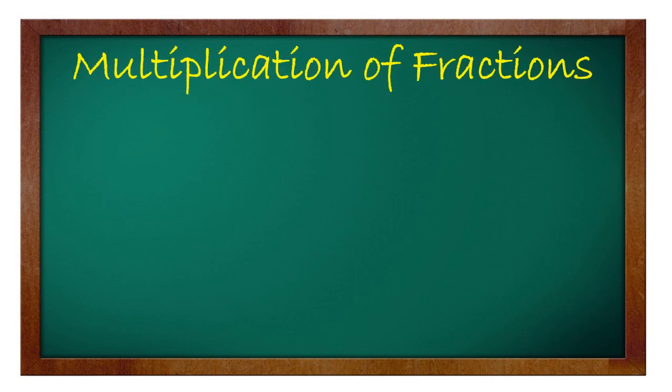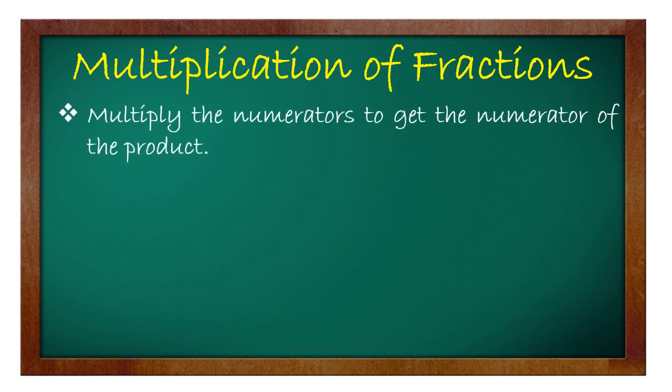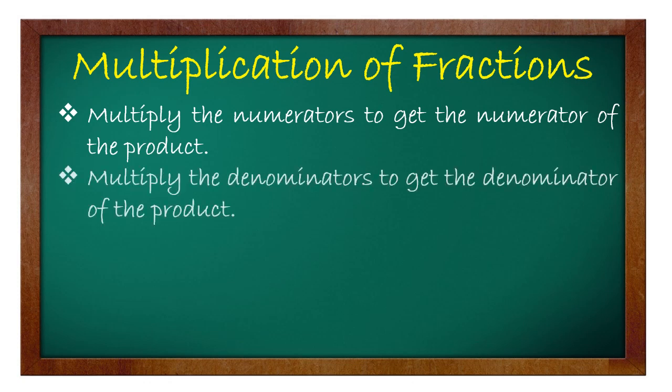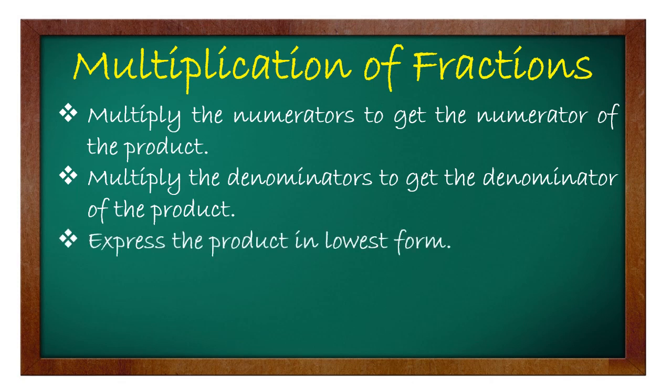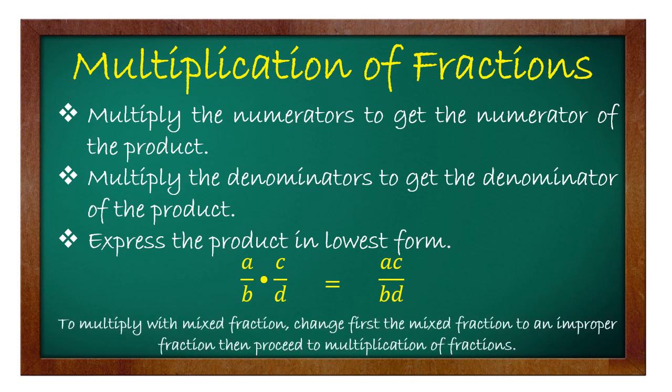Okay, now let's move on to the multiplication of fractions. So when we are multiplying fractions, we just simply multiply the numerators to get the numerator of the product. And then multiply the denominators to get the denominator of the product. And of course, express the product in lowest form. So we have A over B times C over D. So we just simply A times C all over B times D. Now, to multiply with mixed fractions, change first the mixed fractions to improper fractions, then proceed to the multiplication of fractions. So, ganun din, kapag mixed fractions, kailangan mo muna siyang i-change into improper bago ka mag-multiply ng fractions.